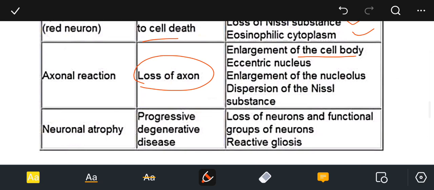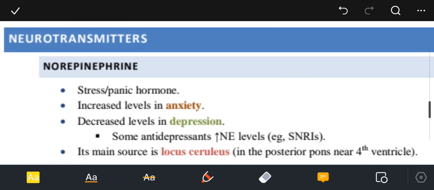Enlargement of the cell body, eccentric nucleus, enlargement of the nucleolus, and dispersion of the Nissl substance will be seen in that. Neuronal atrophy is a progressive degenerative disease. There is loss of the neurons and functional groups of the neurons, and there will be reactive gliosis.